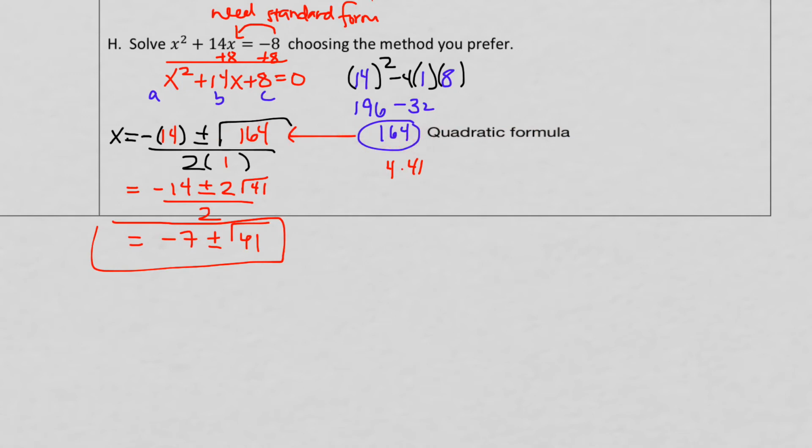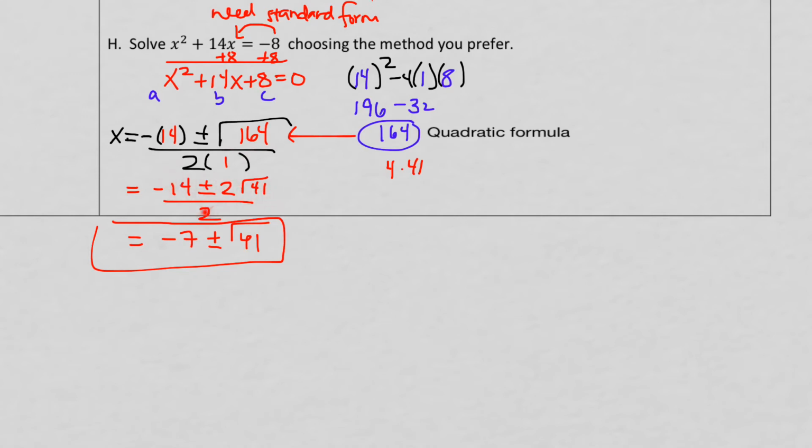Now when I use it, x equals negative b, so that's negative 14, plus or minus the square root of the discriminant, which we just found, all over 2 times a, which is 1. Now, 164 is a big number, but it is 4 times 41. And because 4 is a perfect square, I can simplify out a 2. So I can take a 2 out of this, leaving the radical 41 in the square root.